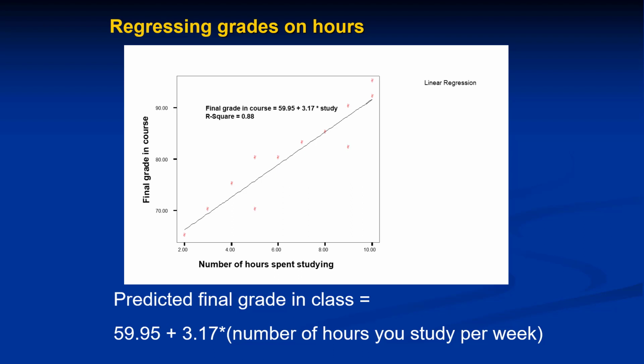If Alice spent 1 hour studying per week, her final grade is predicted as 59.95 plus 3.17 times 1, which is equal to 63.12. If Kim spends 10 hours studying per week, her grade is predicted to be 59.95 plus 3.17 times 10, which is equal to 91.65. You can see that with this regression analysis, we can predict a student's final grade based on the number of hours he or she spent on studying per week.